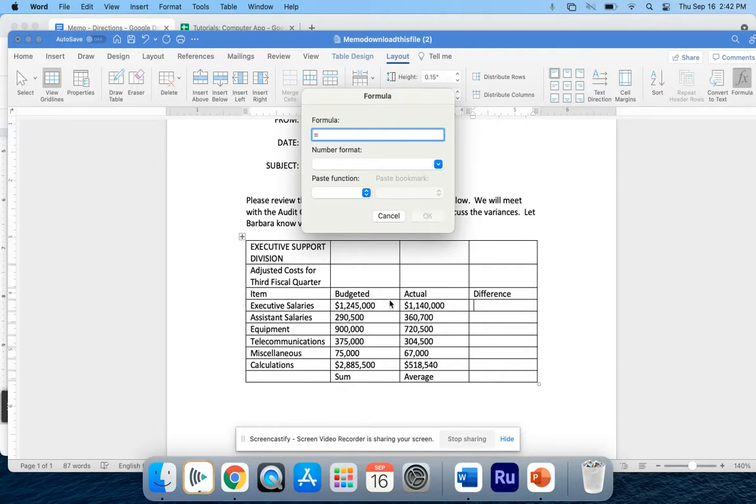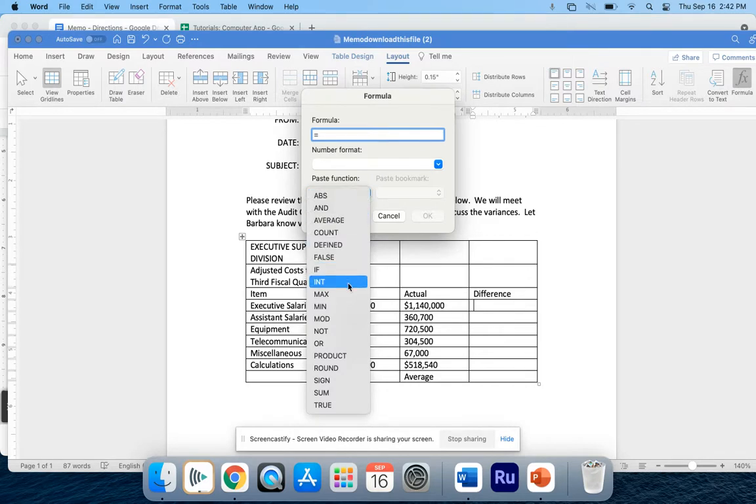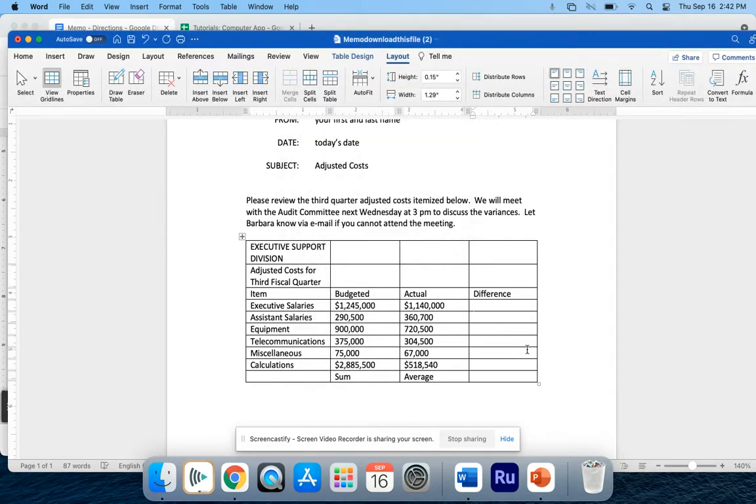If you take everything out, leave your equal sign in there and look for a function for subtraction, there is not one. Okay. So what we have to do is construct our own formula. When you do this, you have to think of this as column A, this is column B, this is column C, and this is column D.